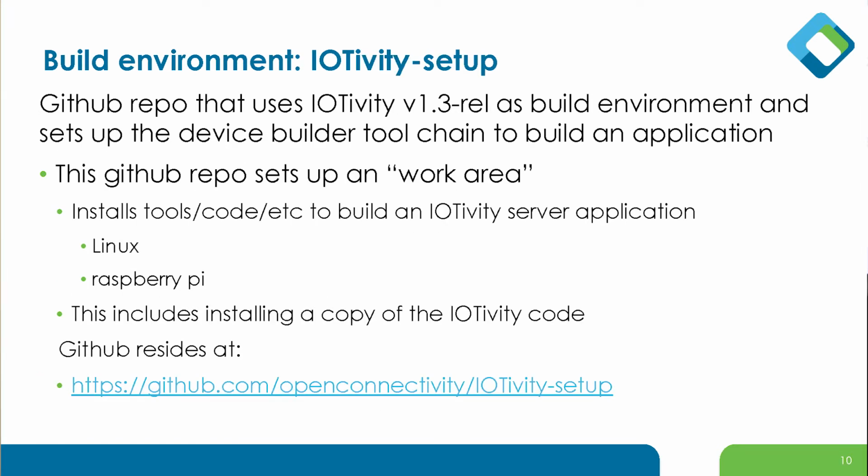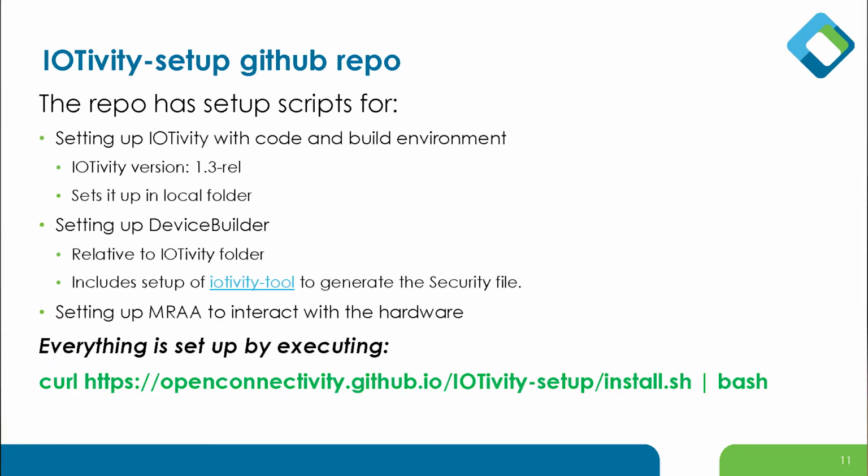So it's a GitHub repo. It's called IOtivity Setup, and it installs all the device builders information. It also installs IOtivity itself, and then it creates a few scripts one layer above, and that gives you the complete chain. And then you just start creating the code and manufacturing the code. For IOtivity, we're using version 1.3.1 of 1.3. That's the one that we're currently certifying.